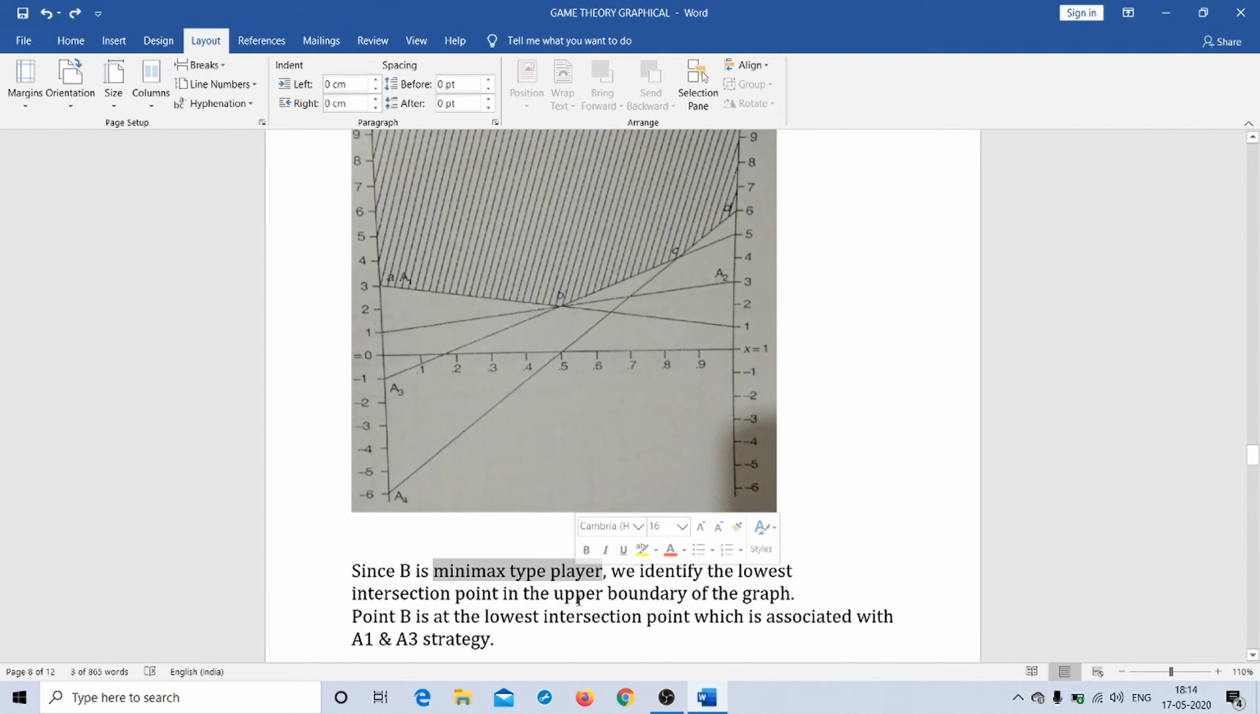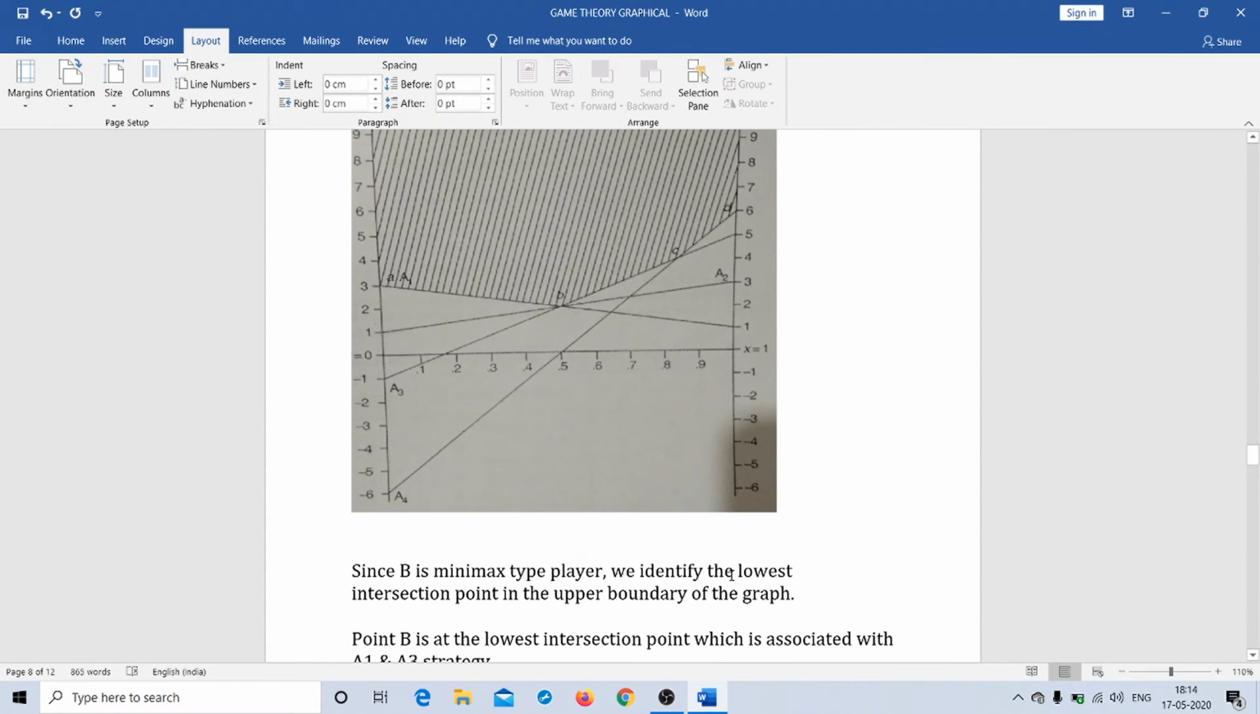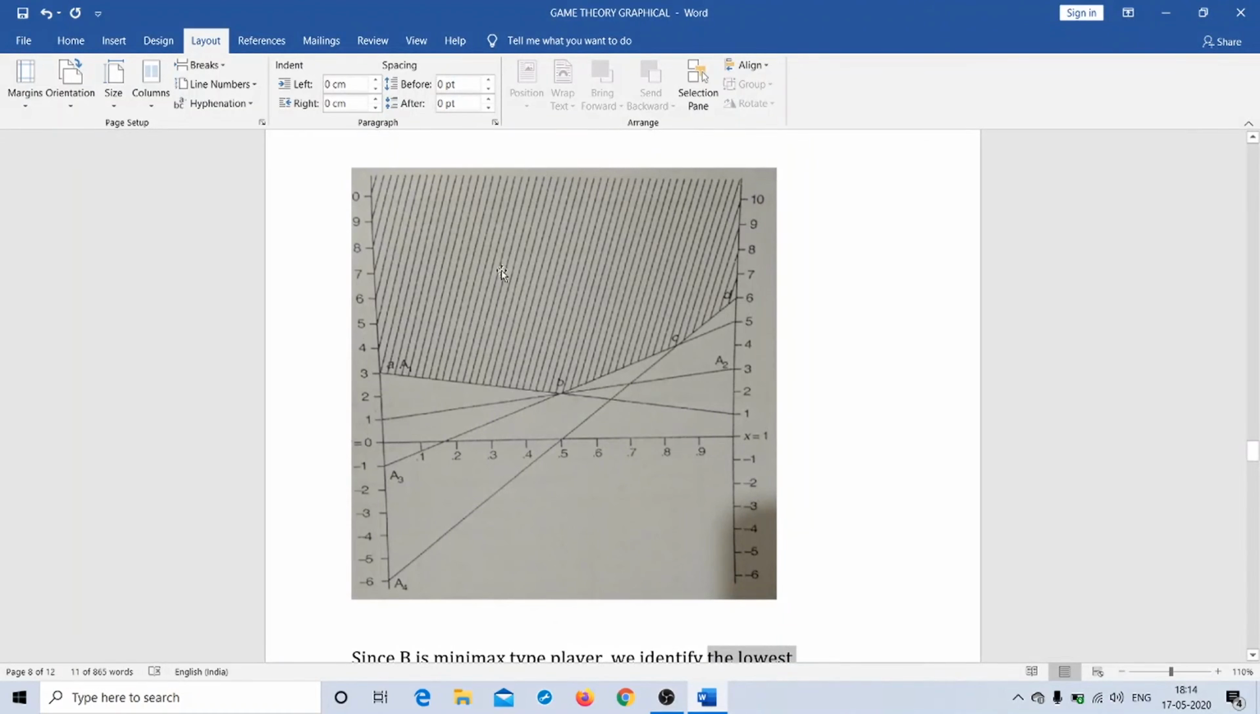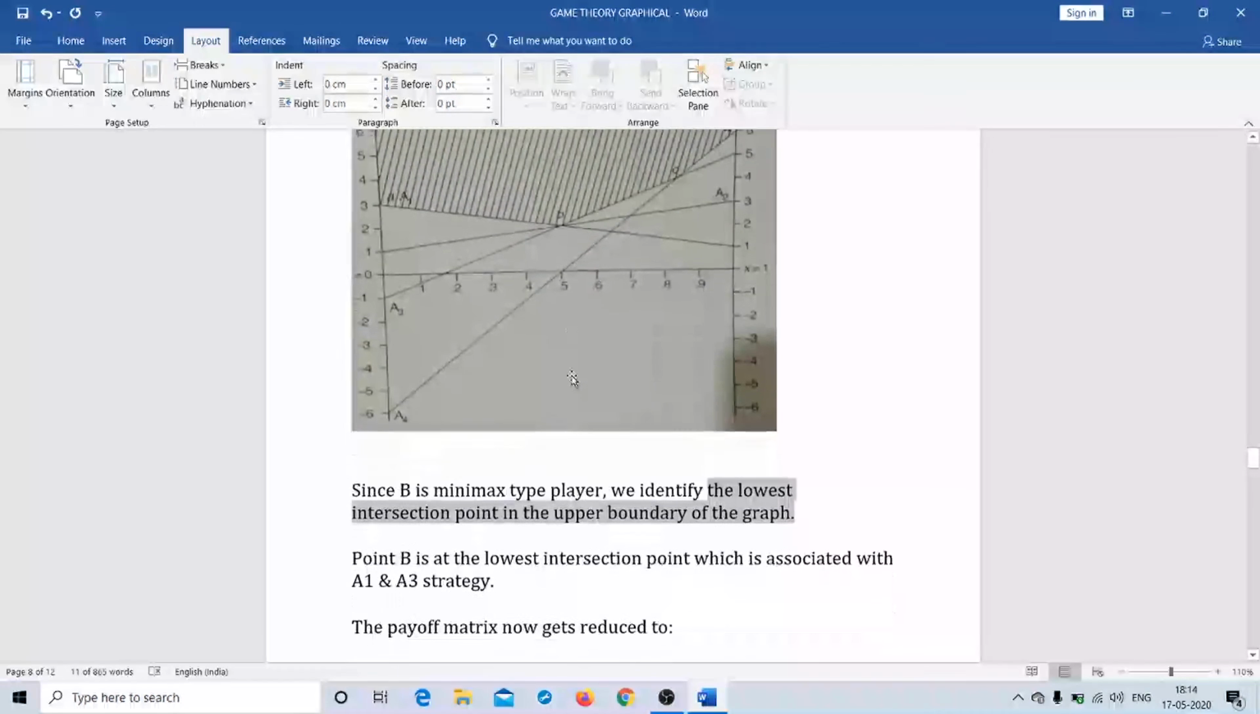Player B is minimax type, and what we do is identify the lowest intersection point in the upper boundary of the graph. So be careful here. Since it is an M cross 2 game, player B is a minimax type player, and we identify the lowest intersection point in the upper boundary of the graph. This is the upper boundary where I have shaded, which lies above all the strategy lines that you have drawn.